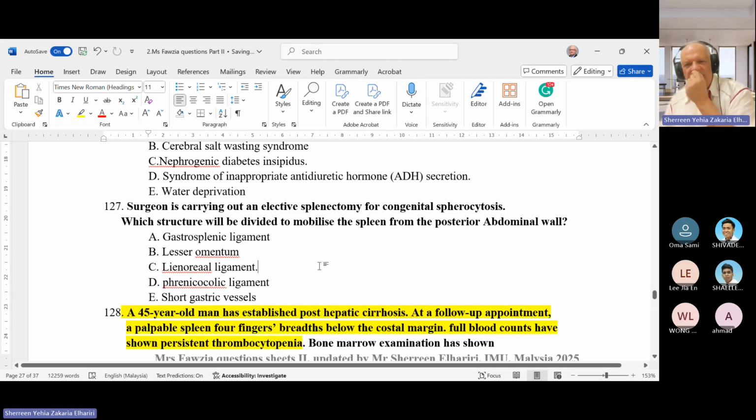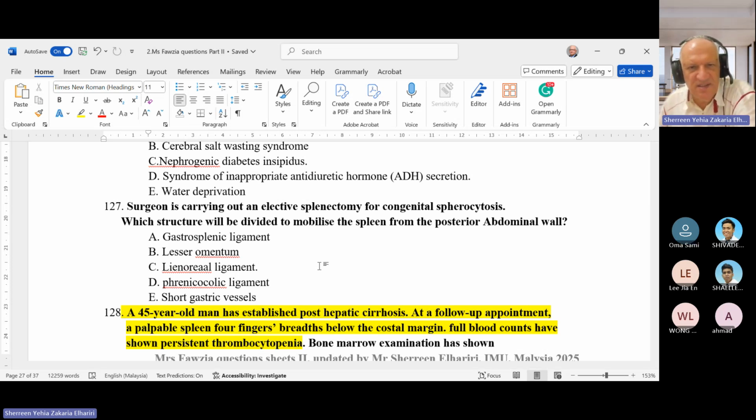A surgeon is carrying out an elective splenectomy for congenital spherocytosis. A structure is divided to mobilize the spleen from the posterior abdominal wall. So from posterior, what is the structure? The lienorenal ligament. And what other ligament do we need to cut between the stomach and the spleen?